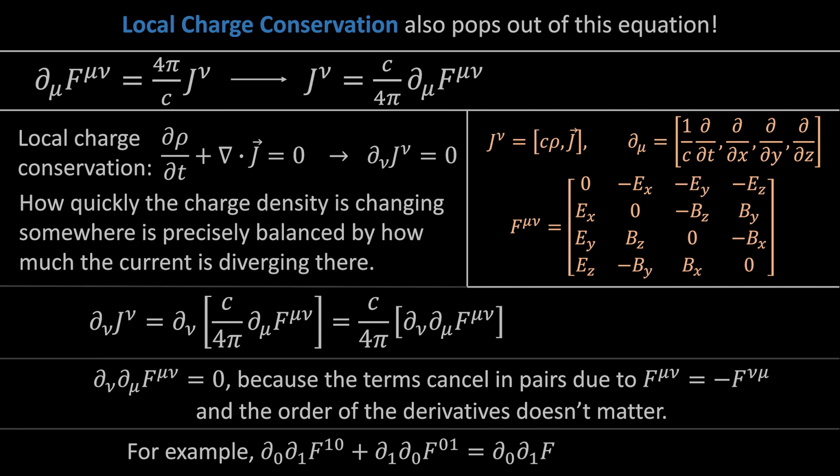So for example, consider the case where nu and mu can be 0 and 1, or 1 and 0. In that case, you have two terms, depending on which one is 1 and which one is 0, and you can look at that as partial 0 partial 1 F10 plus partial 1 partial 0 F01. But because partial 0 partial 1 has the same effect as partial 1 partial 0, and because F01 equals negative F10, we can write the second term simply as negative partial 0 partial 1 F10, which cancels out with the first term, and so you end up with 0. And if you try that with all the different combinations of mu and nu, you'll see that they all cancel out in pairs. And so yes, in fact, this expression is 0, and therefore, electric charge is locally conserved.